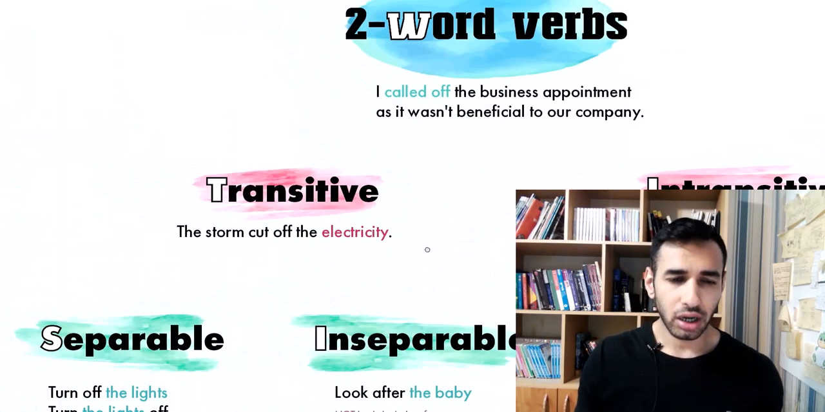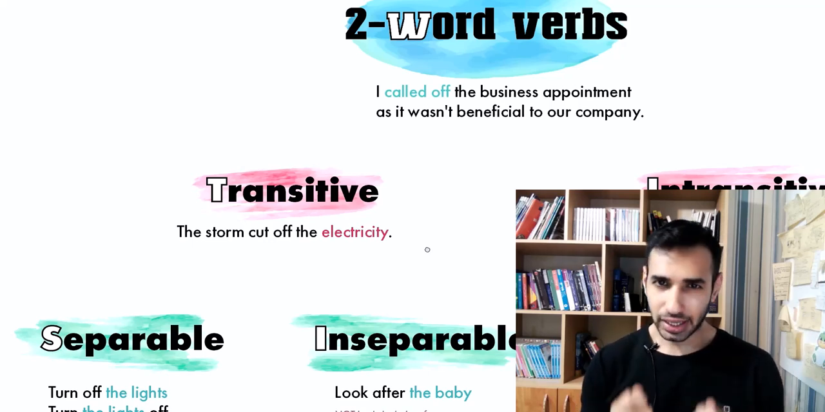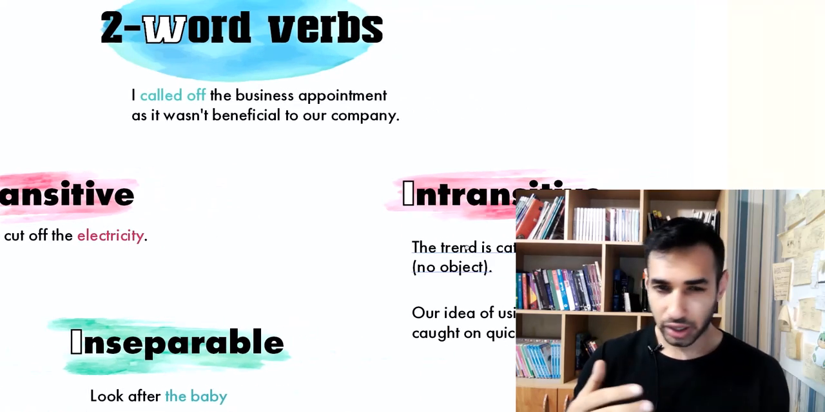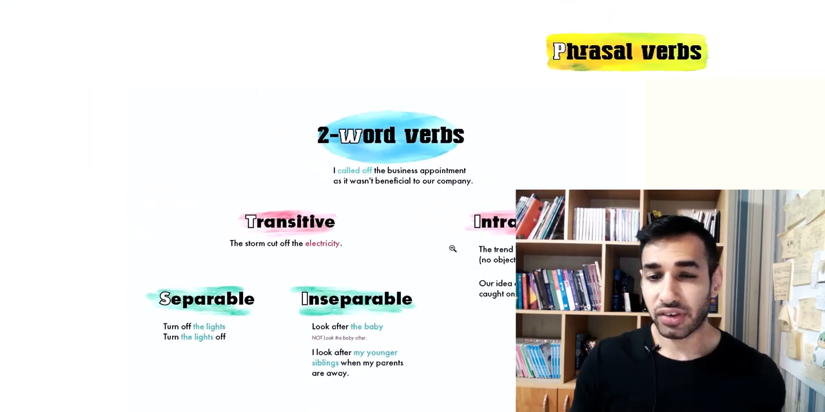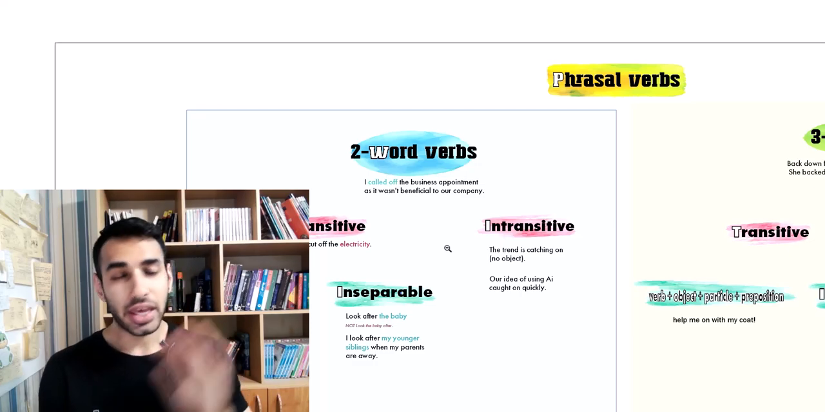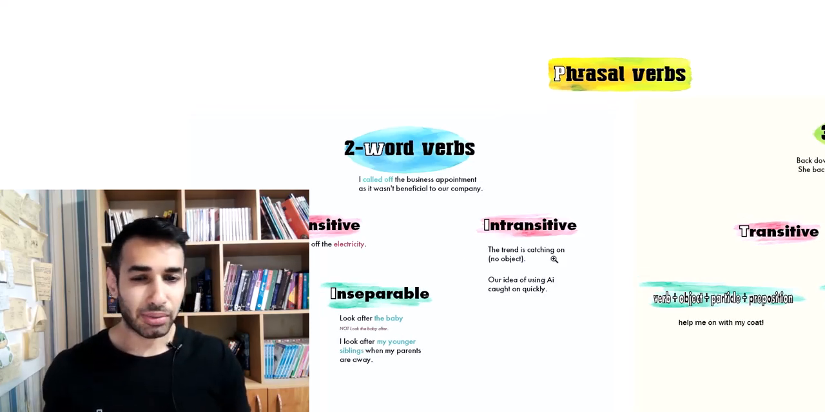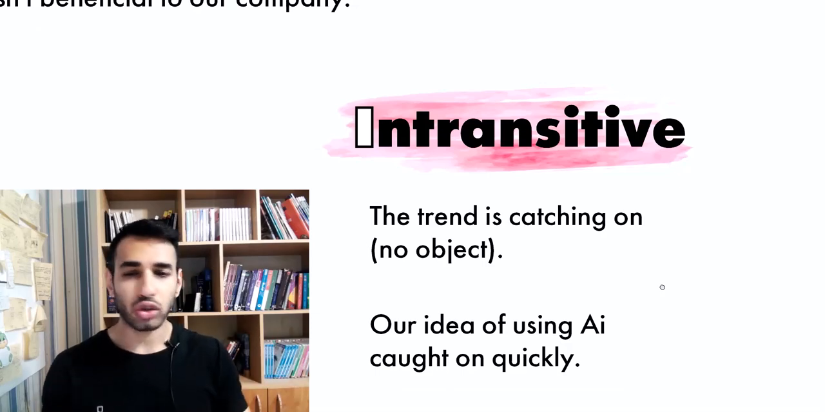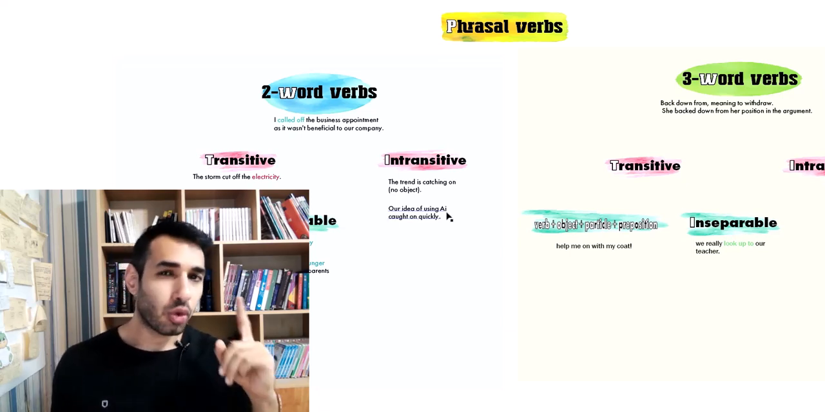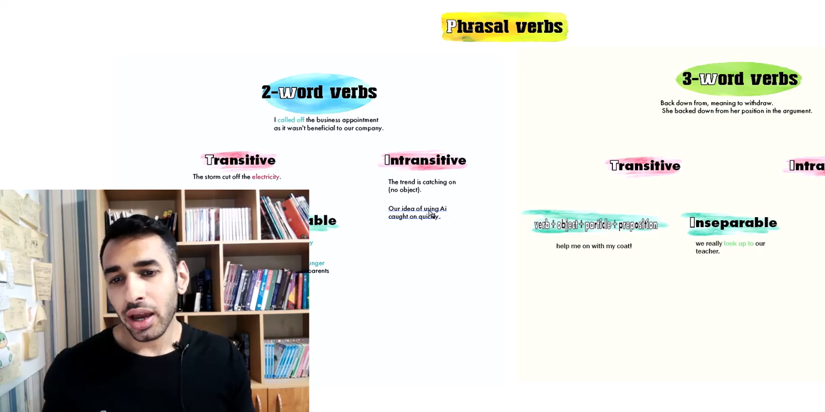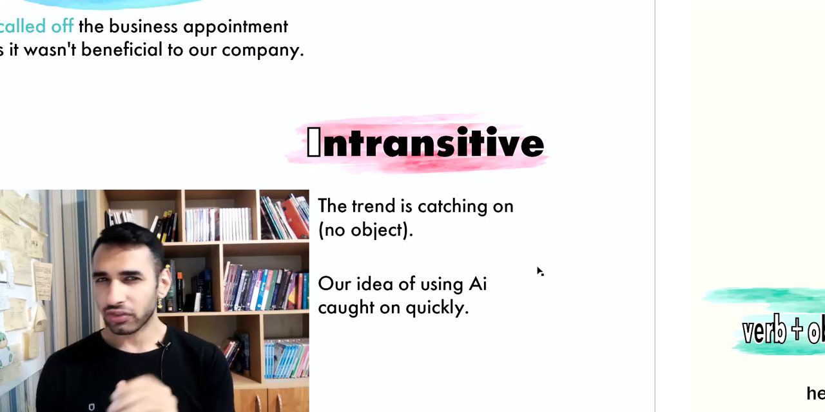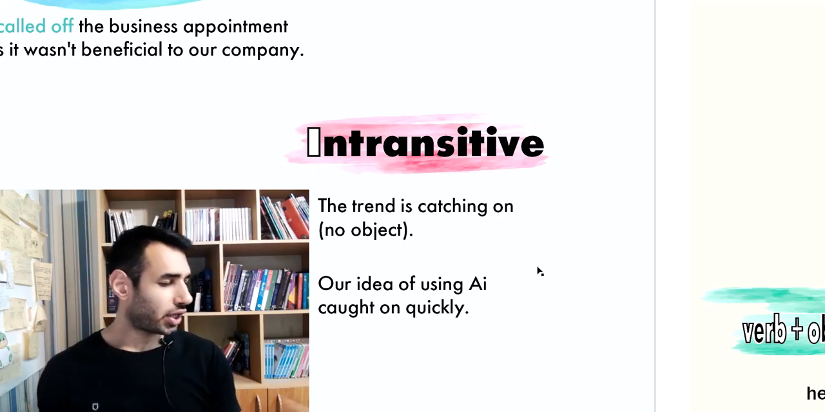Transitive phrasal verbs are the ones that take an object, and intransitive phrasal verbs are the ones that don't take any object. Actually, intransitive phrasal verbs don't need any object to have a complete meaning. They are complete on their own. For example, the trend is catching on. I taught all this phrasal verb grammar, all this chart in another video, which you can watch by clicking on the link above. The trend is catching on means the trend is becoming popular. Catching on is a phrasal verb that doesn't need any object to be complete.